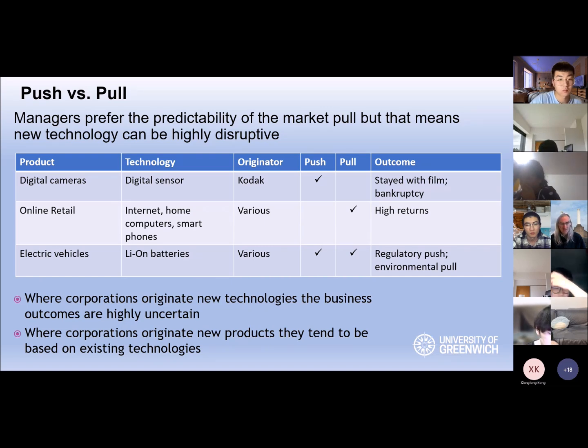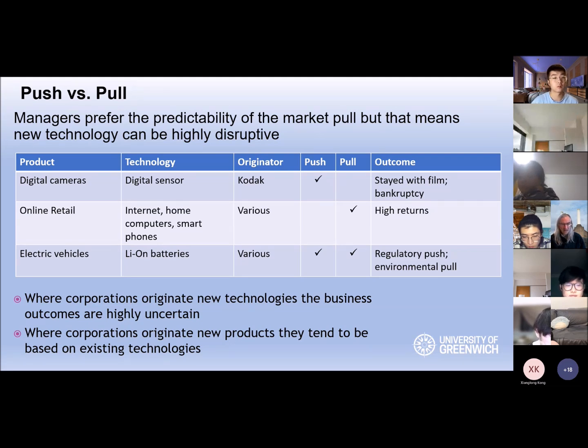Online retail, very much about market pull, because the internet was already there. You could already buy things from companies online, but the enabling technology was coming up in the form of smartphones and being able to have home computers. So this enabled people to then shop from home, buying things from companies online. And that has been enormously lucrative for many companies.